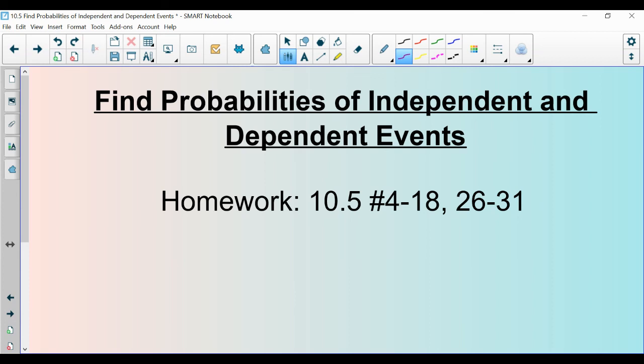So that's what I have for you guys for section 10.5 on independent and dependent events. I'm going to clarify a couple of things in another lecture on section 10.5, but if you guys have any questions, please let me know.